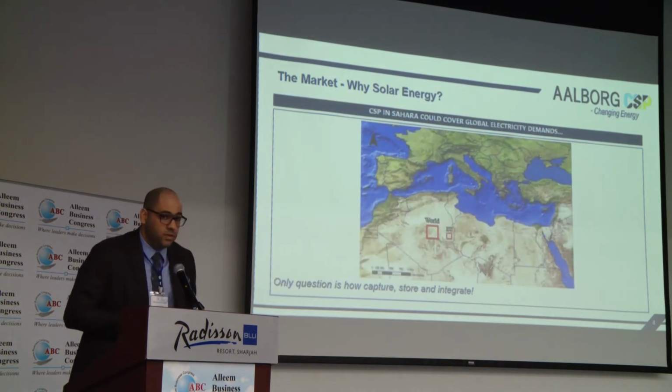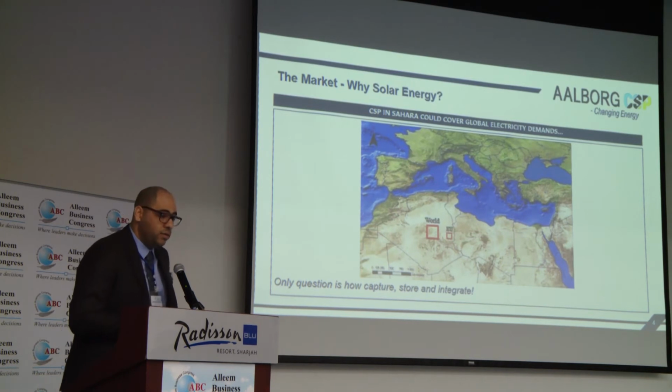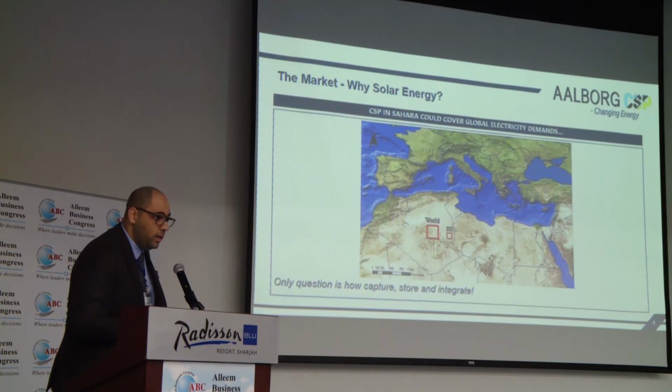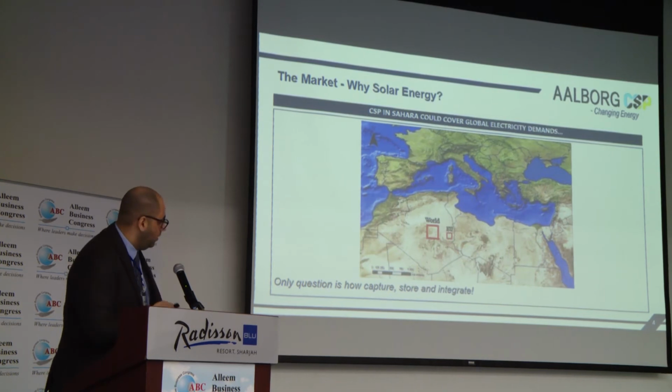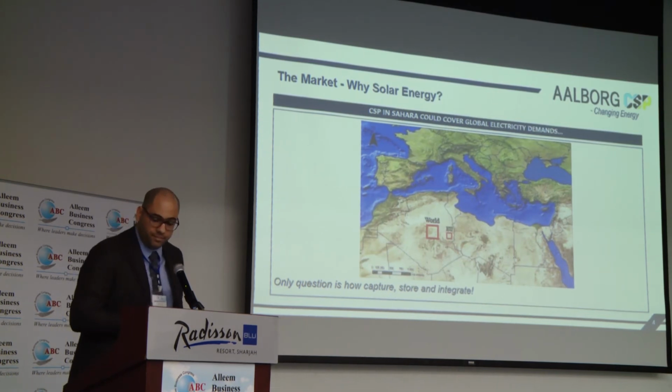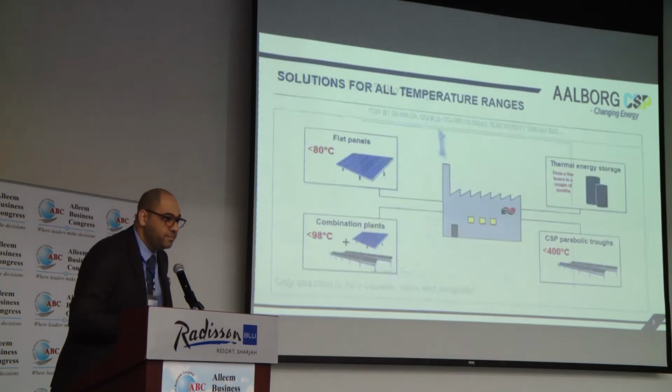And secondly, in this map, assume that the small red square is the demand of energy in the EU, and the biggest one is for the world, and this is to scale. So actually, a small square the size of the one for the EU in the Sahara, for example, can cover the whole demand of energy. And the scale is really interesting. But the question is how to capture, store, and integrate. And this is what we are doing.